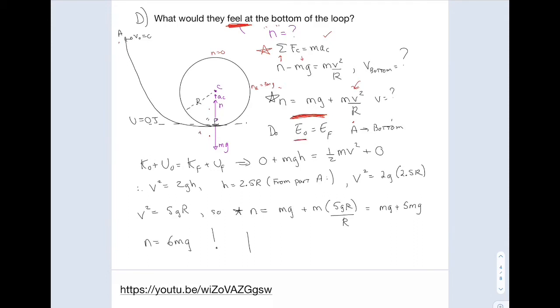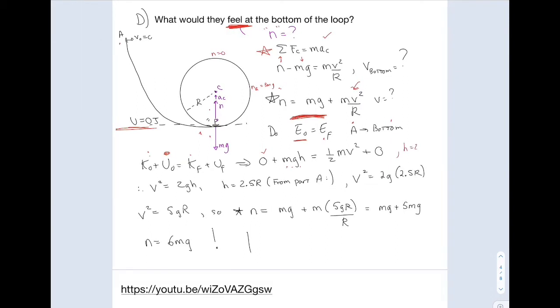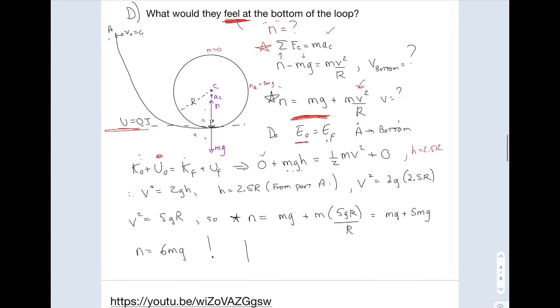Okay, so initial energy is kinetic plus potential, final energy, kinetic plus potential. Here's my reference point for potential energy. So initial kinetic is 0, initial potential energy is mgh. And remember, my h is 2.5 r. Then K final at the bottom is 1/2 mv squared. Final potential at the bottom is 0, because that's my reference point.